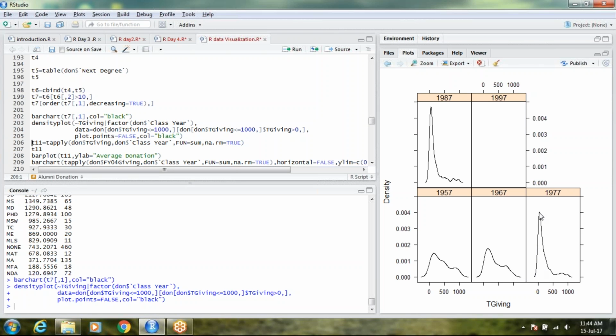Then again there is a high spike near 0. So most of them haven't donated, and then it goes down. Then again in 85, 87 there is a high spike near 0, and then it goes down. So most of them haven't contributed. Here they are less, then here they are more, there even more, and even more. And here there is no data that seems workable. There are very few people here.